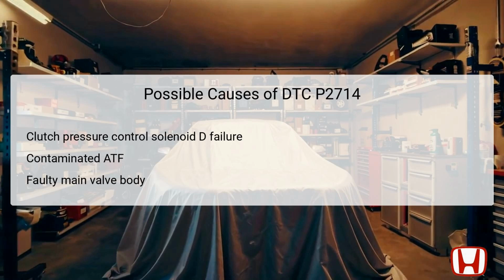Several potential causes can lead to the DTC P2714 error appearing in your Honda Pilot. First, a failure in the clutch pressure control solenoid D itself is a primary suspect. This could be due to electrical issues or mechanical wear over time.